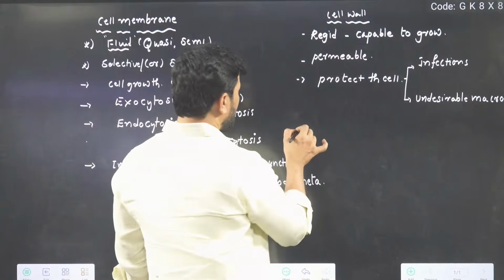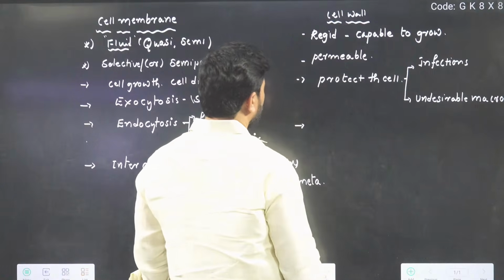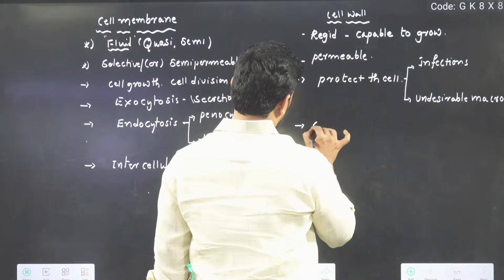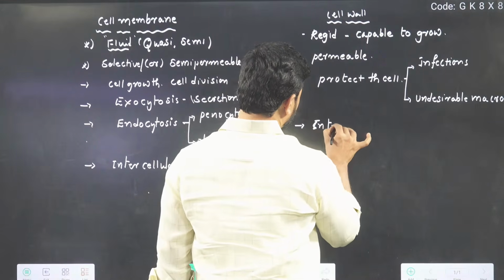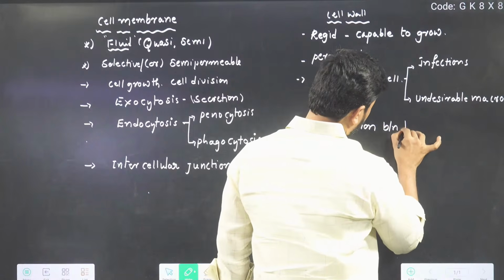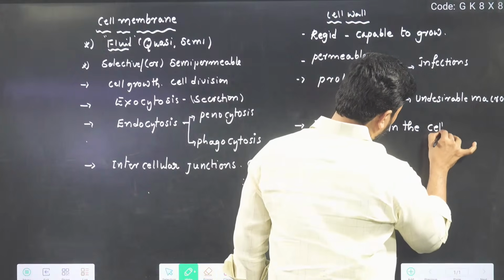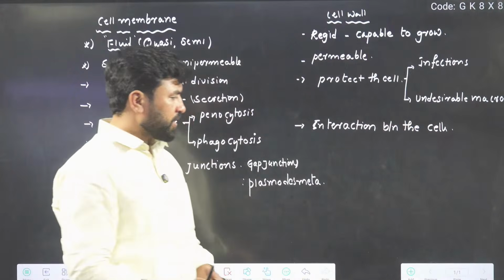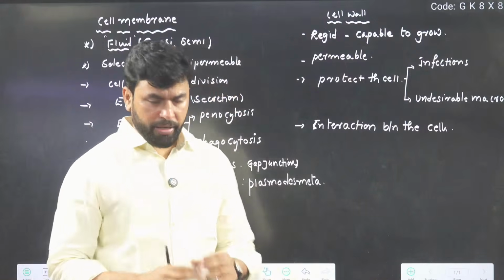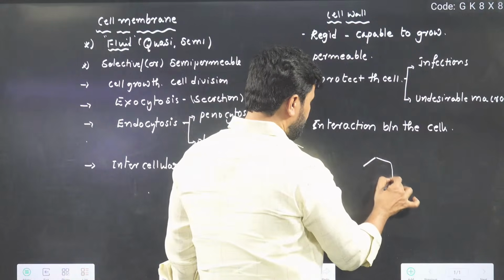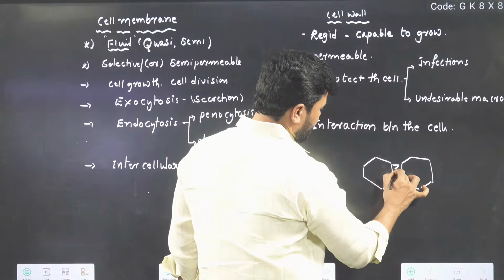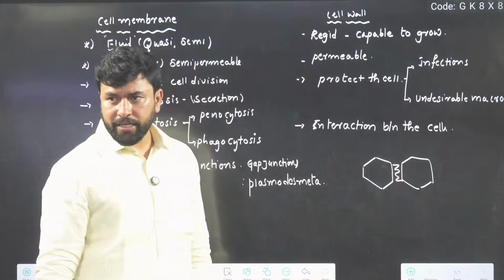Next, when you are talking about the cell wall, another property is that it will develop interaction between the cells. What do you mean by interaction between the cells? Imagine there is a plant tissue. One cell is connected to another cell.